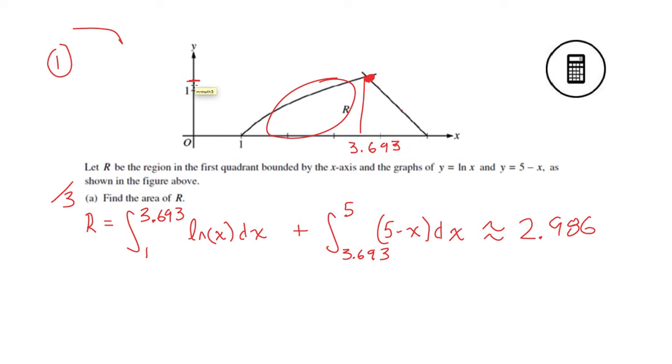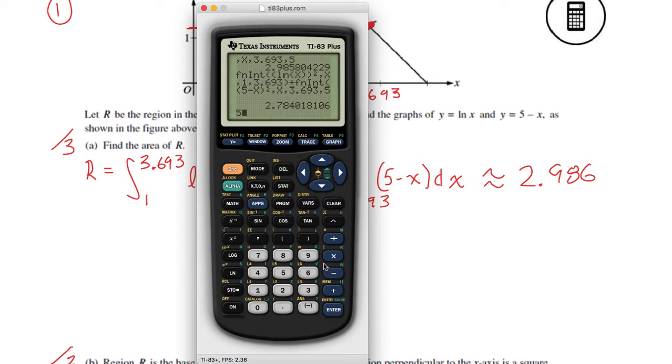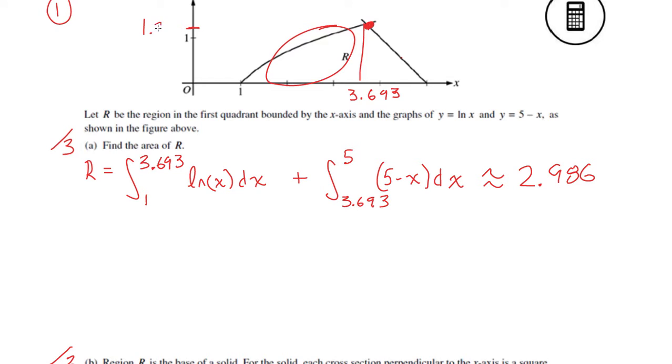And how do you know it's that point? Well, that's where they intersect. So you graph it. You can either graph it or you can just plug in 3.693 into either of these functions because that's where they intersect. So I'm going to plug it into this function here. If I pull up my calculator, 5 minus 3.693 is 1.307. So I can come back over here, 1.307. And those are our bounds, 0 to 1.307. But somewhere in here there's a k, and that's where I'm going to divide up the integrals.